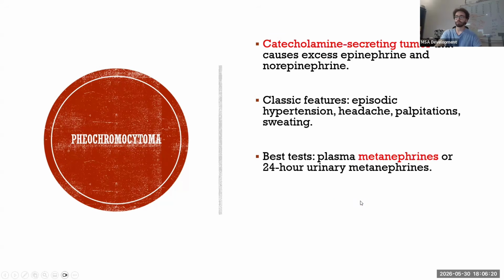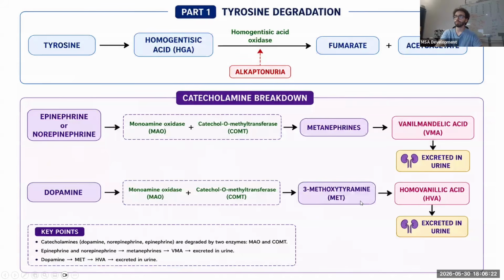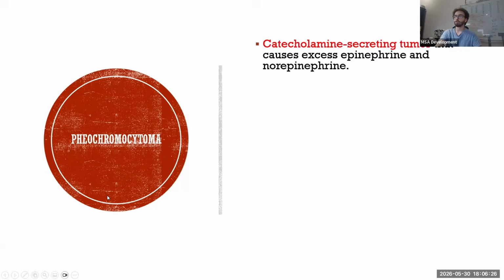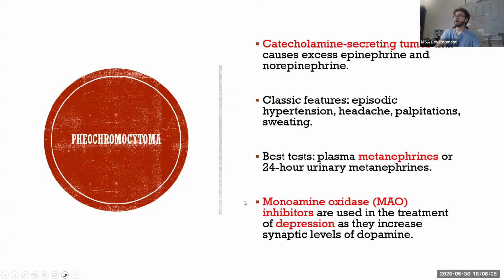Monoamine oxidase inhibitors. What happens if we inhibit monoamine oxidase? We won't break down dopamine with catecholamines. The monoamine oxidase inhibitors are used to treat depression because they won't break down the dopamine. That's clear on why we use monoamine oxidase inhibitors. That lecture is over.